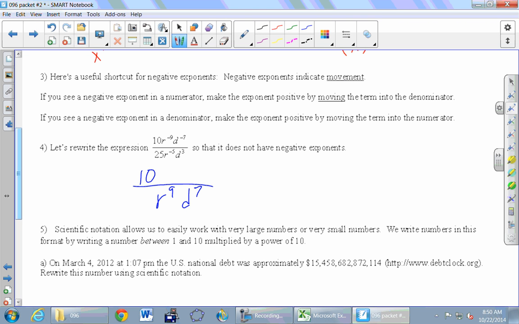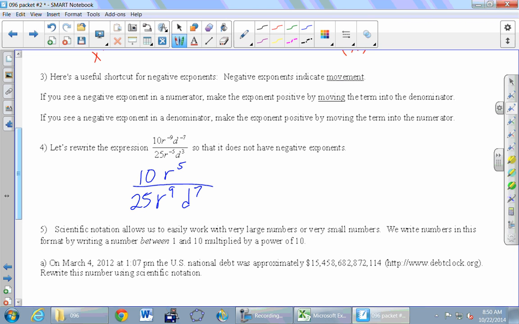So I finished everything on top, everything that used to be on top anyway, and now we start reading the bottom. 25, does it have an exponent? No. So should it move? No. 25 stays right there. Next one we see is R to the negative 5th. That negative exponent means move. It is currently in the bottom, so it moves to the top, and it becomes R to the 5th. Good. And the last thing we see is that D to the 3. Does it have a negative exponent? No. So it doesn't move anywhere, just stays.